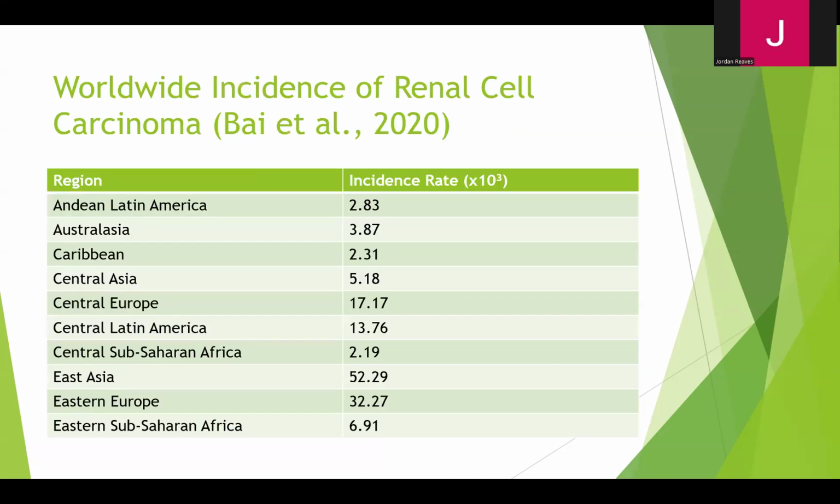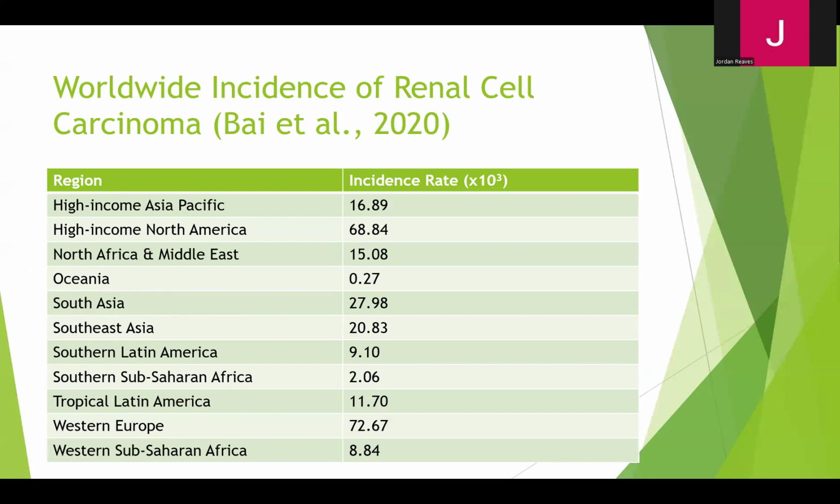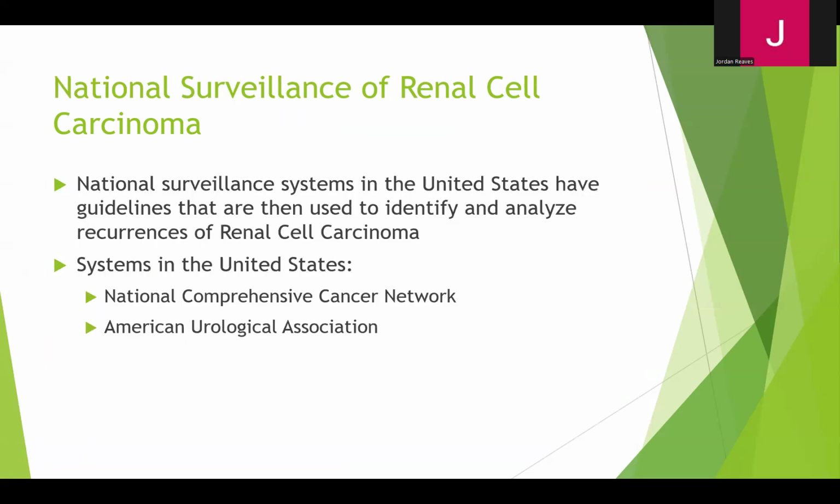So on this table, this is part 1 of 2. East Asia has the highest incidence rate of 52.29. And that makes sense because China has higher incidence rates. And then on the next slide, you have high income North America, right? So the United States is in that category with 68.84. And then Western Europe beats all of the regions with 72.67. So not necessarily each individual Western Europe country has these high incidence rates, but all of them together outrank all the regions in the world.